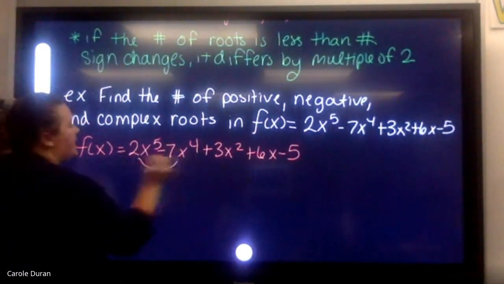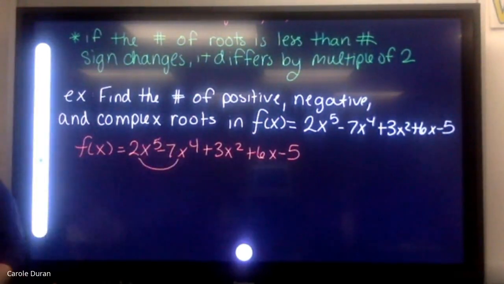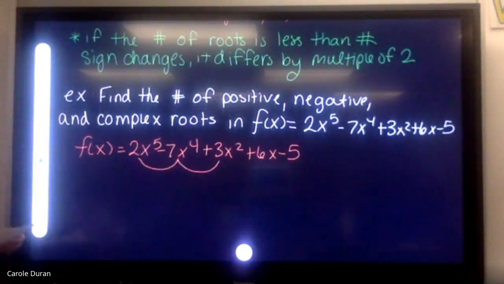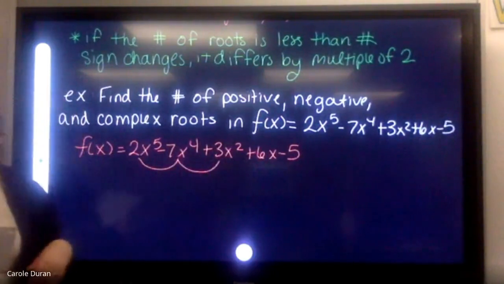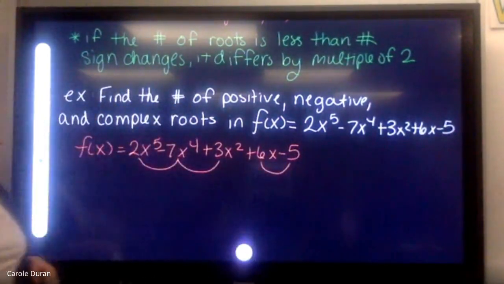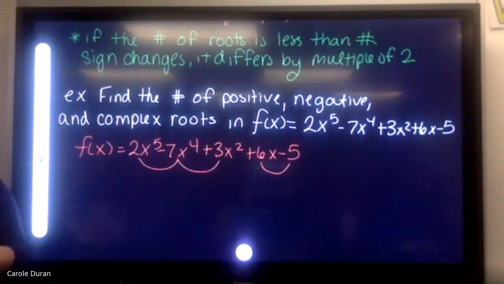So I had a sign change occur between my first 2 terms, because my first term is positive and my second term is negative. I had another sign change occur between my second and my third, because it went from a negative to a positive. I did not have a sign change occur between my third and my fourth because they're both positive, but I had one occur between my fourth and my fifth because it went from positive to negative.